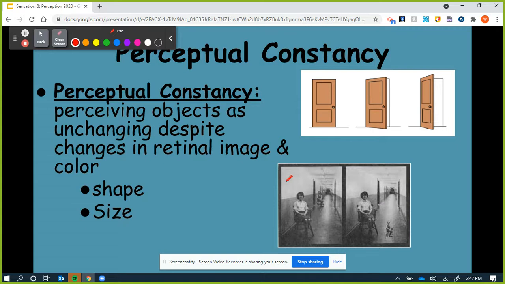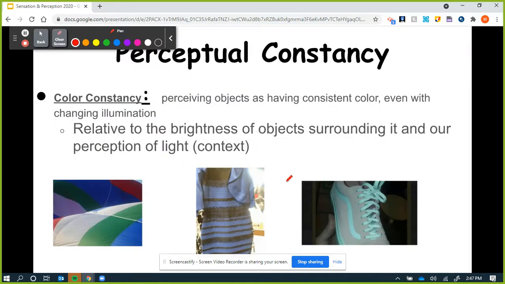Same thing with size. If I walk away from you and I'm getting smaller, you know that I'm not actually shrinking. It's just the retinal image that has changed. These are called perceptual constancies. Our brain just tunes it out. It says, oh, it's staying the same. We also have color constancy. Even if the retinal image of a color changes, like if I turn off the lights, you know that even though the actual color you're perceiving is different, the color has actually stayed the same.